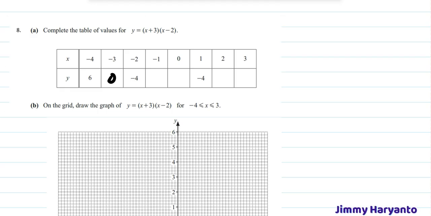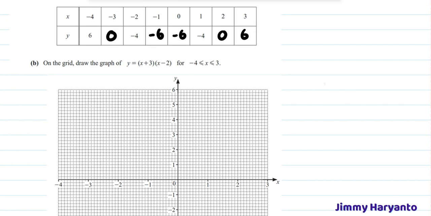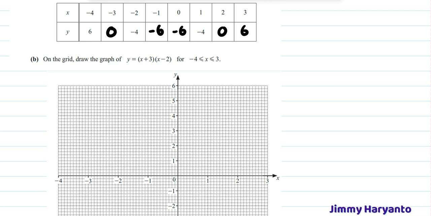So this one is 0, and negative 1 is 2 times negative 3, which is negative 6. And then the 0 will be negative 6, the 2 will be 0, and the 3 will be 6 times 1, 6. Okay, and then we have to draw on the grid.